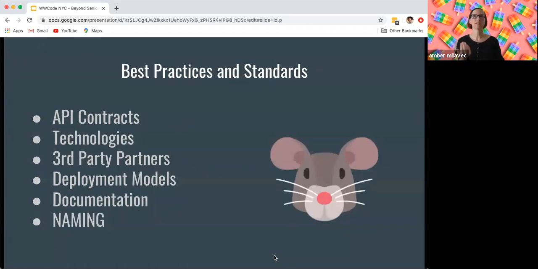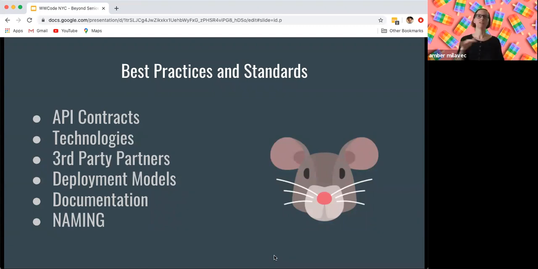Another best practice and standard to think about, I listed just a few here, is API contracts. So if you are using API interfaces to define the services, then that's fantastic. And having consistency in how you're doing that and making sure you're publishing that so people can find where those API contracts live. Maybe you have standards around what technologies are used, as well as what third-party partners you have approval for, all sorts of different things.